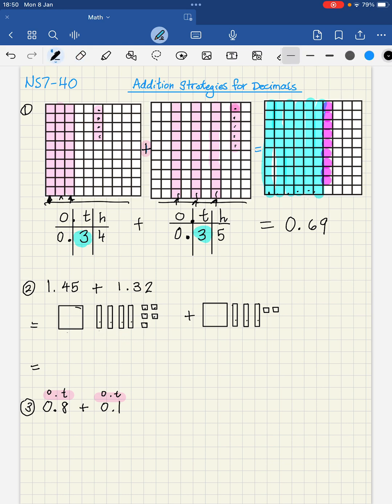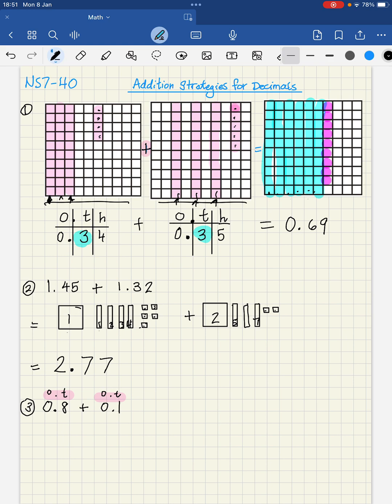Okay, so first of all, we're going to look at our base 10 blocks here. How many whole squares do we have? We've got 1 and 2. So we're going to put that here, 2. And then how many tenths do we have? We've got 1, 2, 3, 4, 5, 6, 7. Oops, I erased it by accident. So we've got 7 tenths. And then how many hundredths do we have? We have 1, 2, 3, 4, 5, 6, 7. So our answer is 2.77.